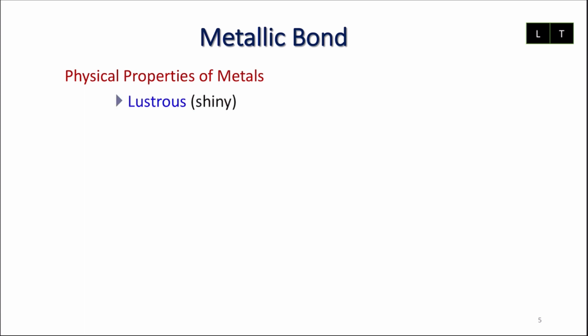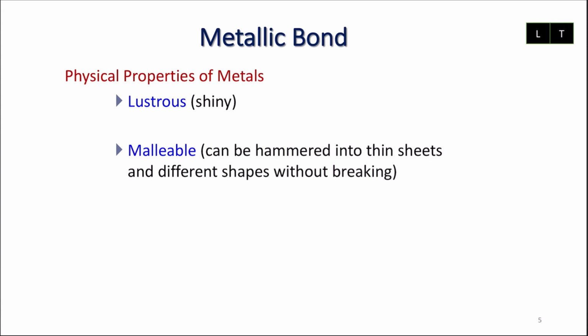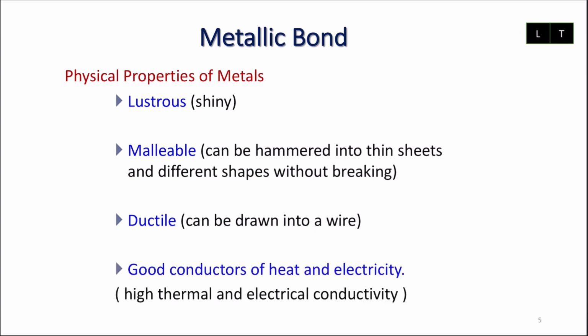So we know there are several physical properties of metals. First is lustrous. Next can be hammered into thin sheets. The next one can be drawn into a wire. And also, metals are good conductors of heat and electricity. We are going to discuss one by one.